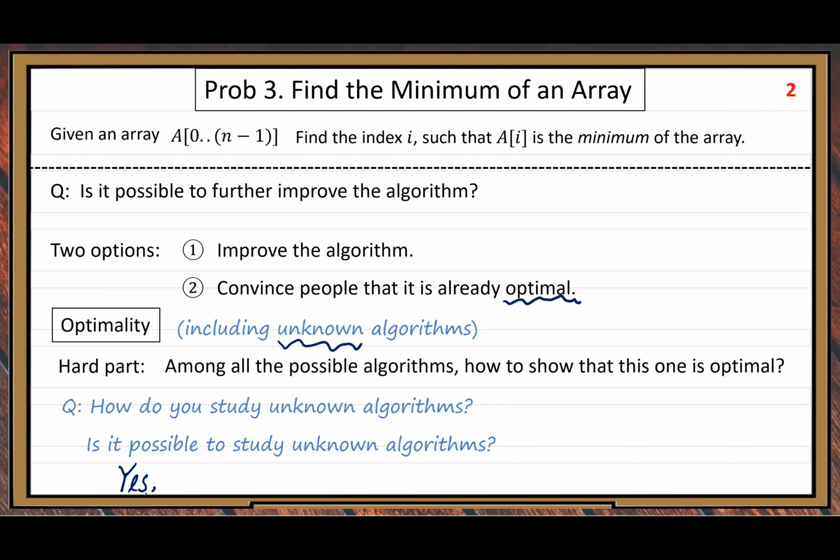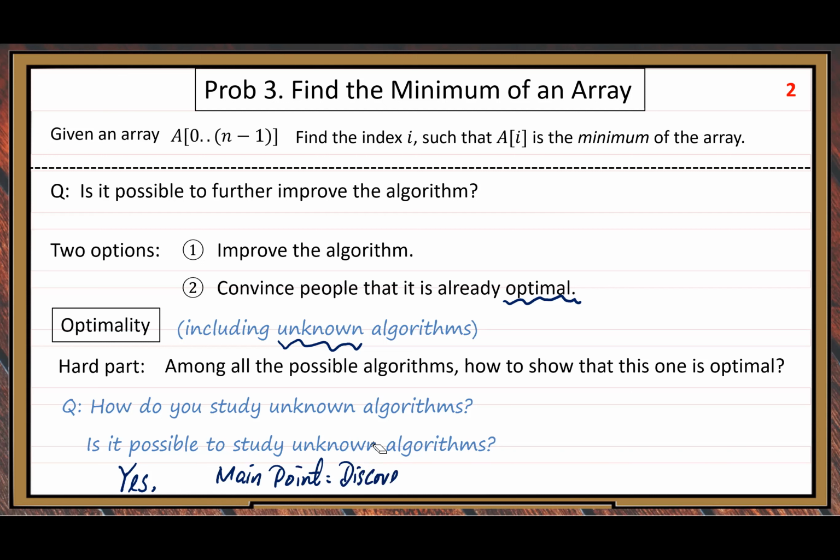All right. Let me give you the main point here. Why can we study unknown algorithms? Let me write this idea short. Study. Not study, study is okay, but let me write discover.